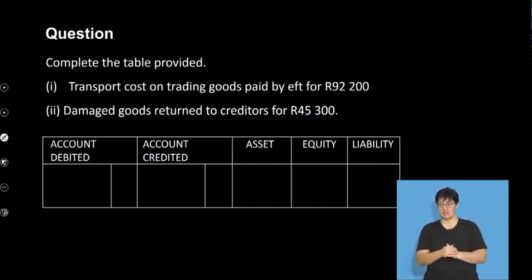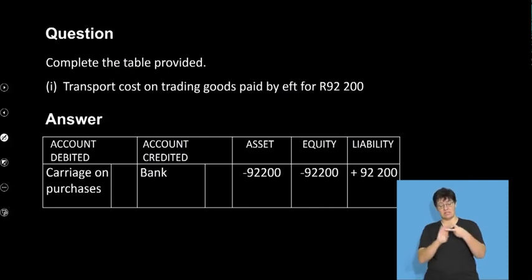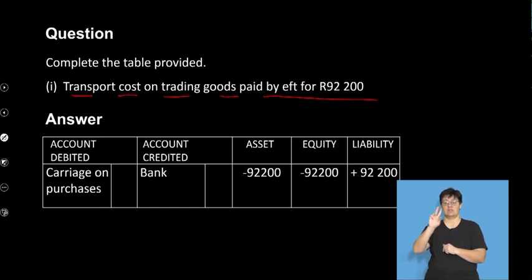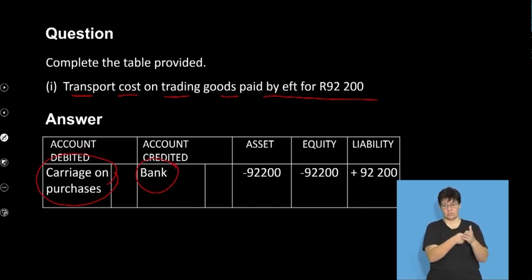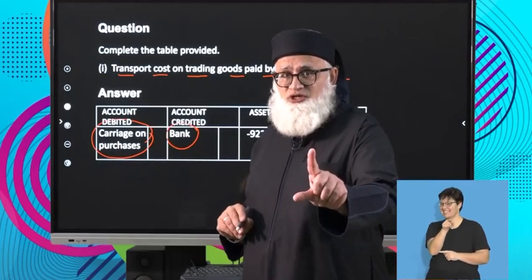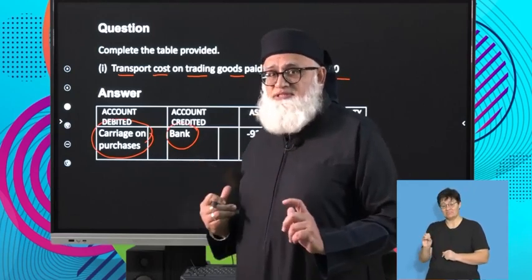The table says transport costs on trading goods paid by EFT 92,200, and obviously the second one, let's take them independently. Number 1, transport cost on trading goods paid by EFT 92,200. Watch, account debited is carriage on purchases, account credited is bank. We're assuming that bank is favorable. Are we? No. Let's look. Yes, here's a classic question. And I think we put it there for a particular purpose.